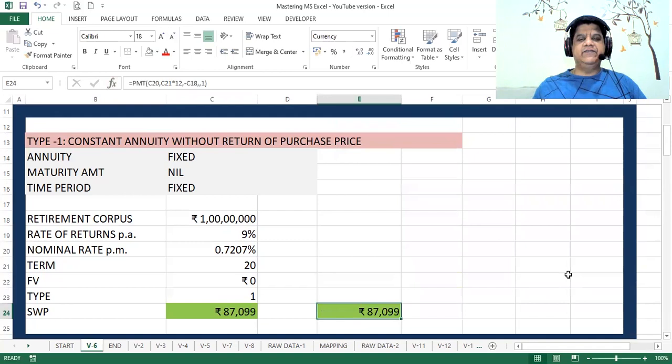My answer is 87,099. Now, what does this mean? This 87,099 will continue per month for the next 20 years. It will not increase because it's a constant annuity. And once these 20 years are over, nothing is paid back to the nominee. In case something happens in the 20 years, whatever is the outstanding balance in the investment account would be paid to the nominees. Right? Okay. Let's go to type 2.